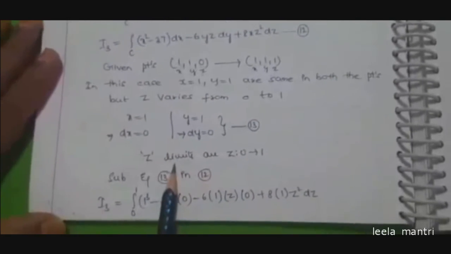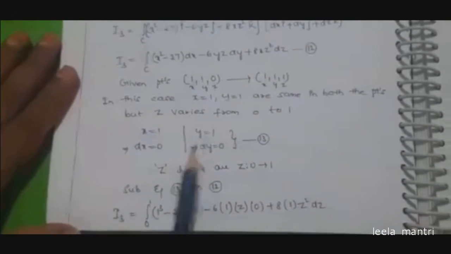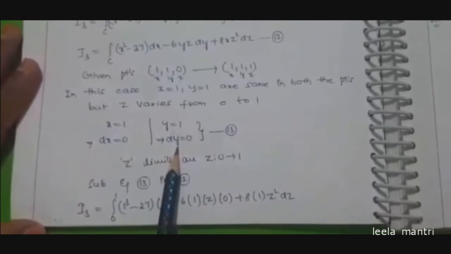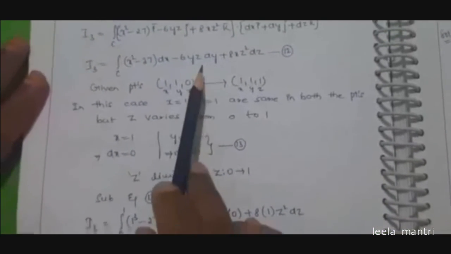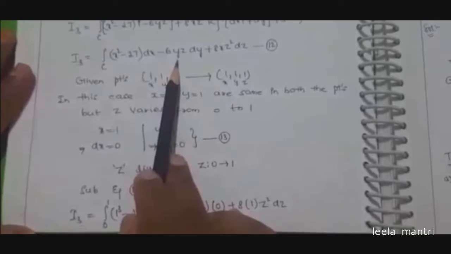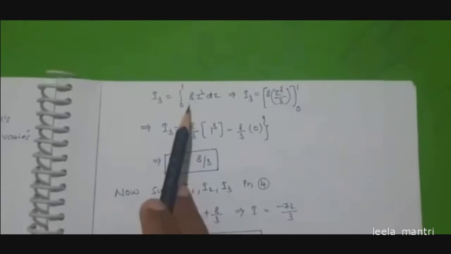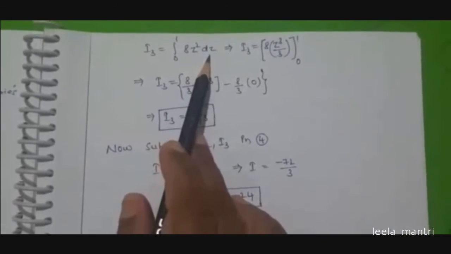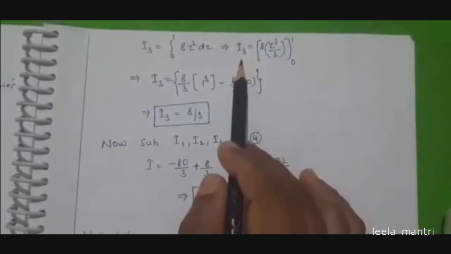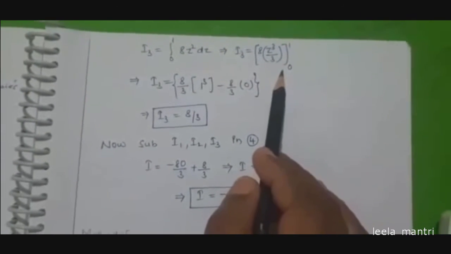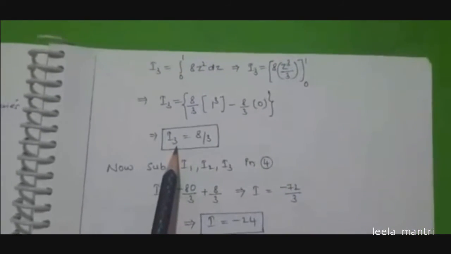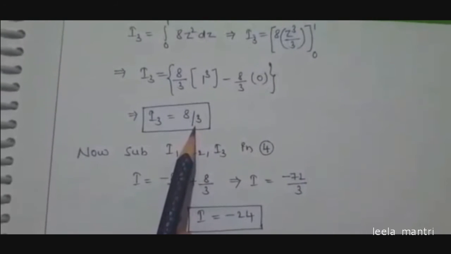We will be substituting x is equal to 1, y is equal to 1, dx is equal to 0, dy is equal to 0 in the integral I3. On simplification, we get the equation as I3 is equal to the integral from 0 to 1 of 8z square dz. We will be simplifying the integration by applying the limits, upper limit minus lower limit. We got I3 is equal to 8 by 3.